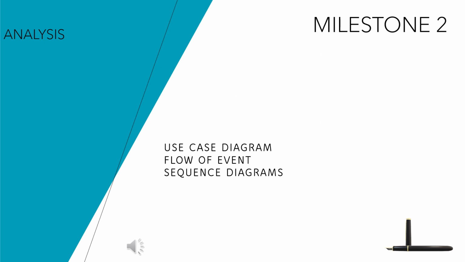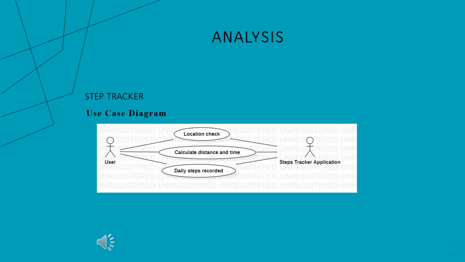In milestone 2, the analysis has a use case diagram, flow of events and sequence diagram. The use case diagram for Step Tracker has a user who can check location, calculate distance and time, and also record daily steps in the Step Tracker application.